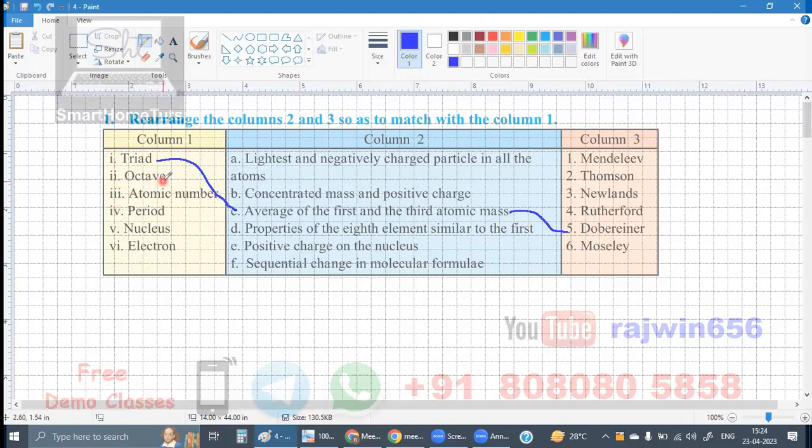The second one is octave. This is properties of the 8th element similar to the first. This was given by Newland. I mark these answers. Then atomic number. This is positive charge in the nucleus. And this was given by Moseley.